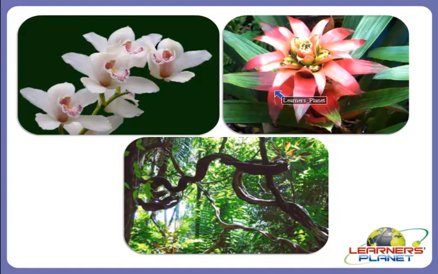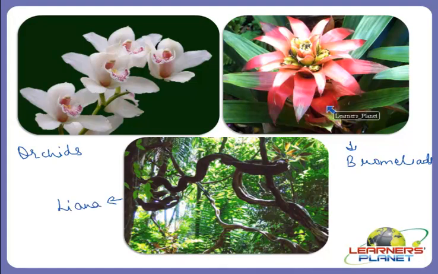Other examples other than drip tips are orchids. Here you can see, this is the beautiful picture of orchids, and this is the beautiful picture of bromeliads, and this is the beautiful picture of one such plant known as liana.